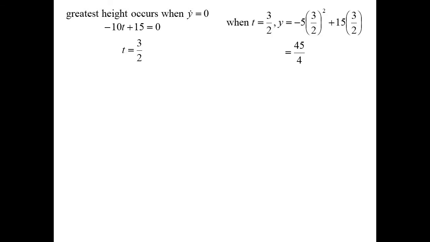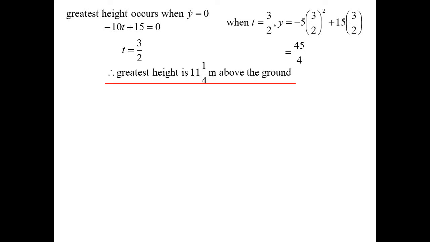And the one they asked us was greatest height. We know that occurs when y dot equals 0, so let's solve it. t equals 3 on 2. So it's after 1.5 seconds. Sub it into our y equation, 45 on 4. So there's our greatest height.